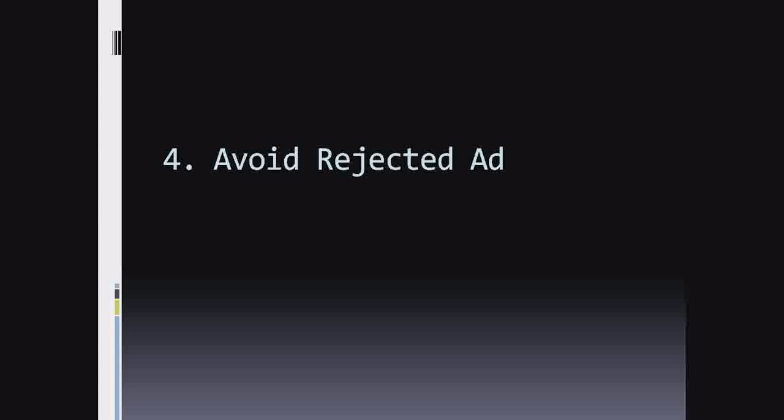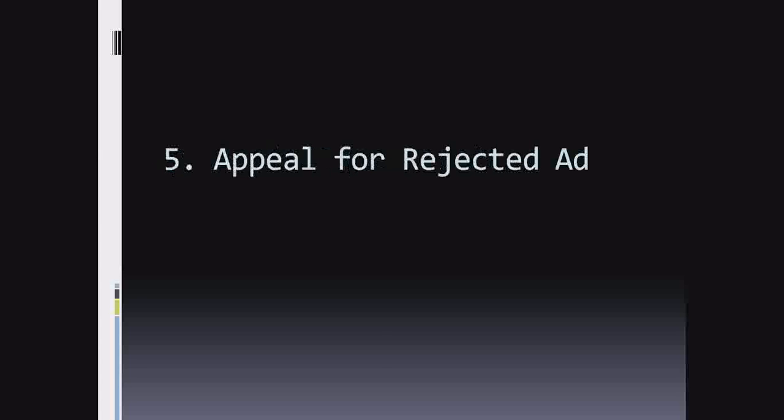The fifth one, which is also very important, is that you have to appeal for a rejection. After getting your ad campaign rejected, you need to appeal. That way Facebook can know that yes, this campaign complies with our policy. You don't go about, once they reject your campaign, creating a new one. Don't do it that way. You have to appeal.